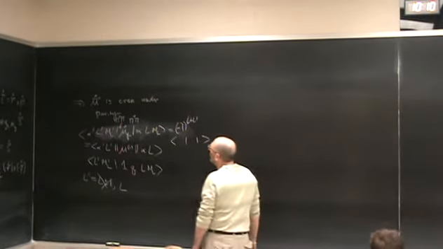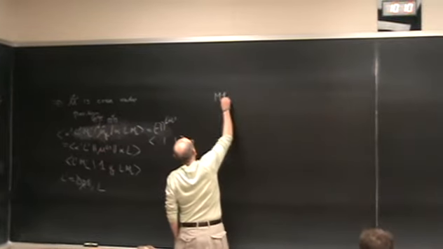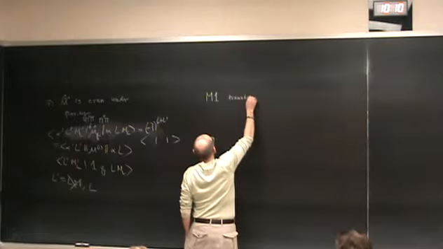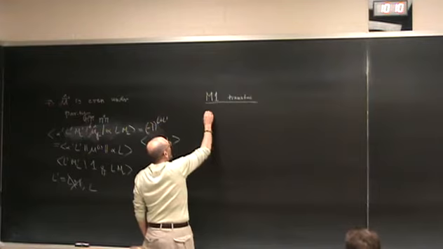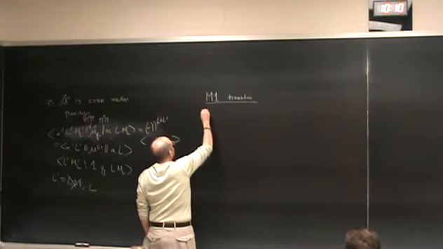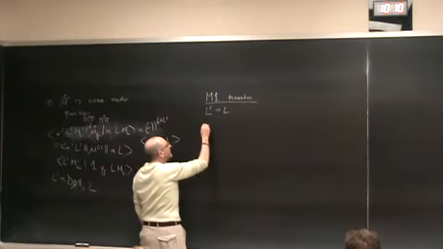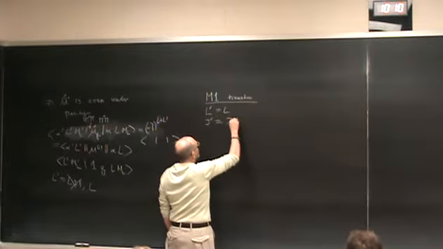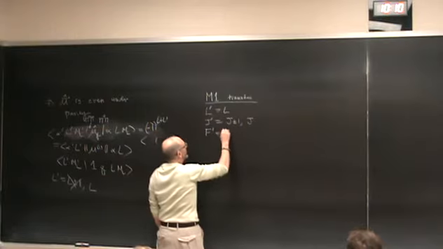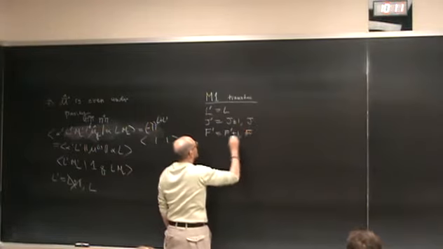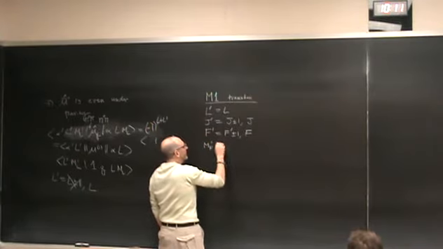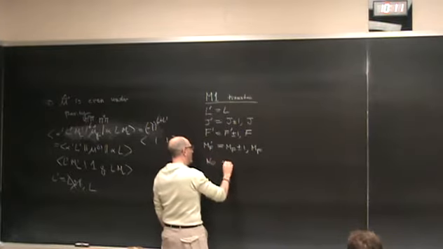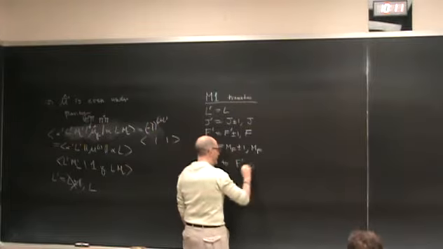Summarizing that, for an M1 transition, I have to have L prime equals L. J prime can equal J plus or minus 1, or J. F prime can equal F plus or minus 1, or F, and no F prime equals 0 to F equals 0.